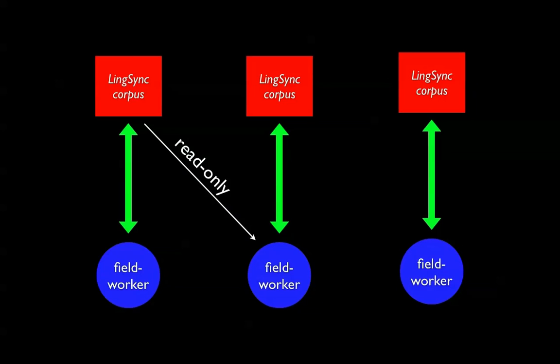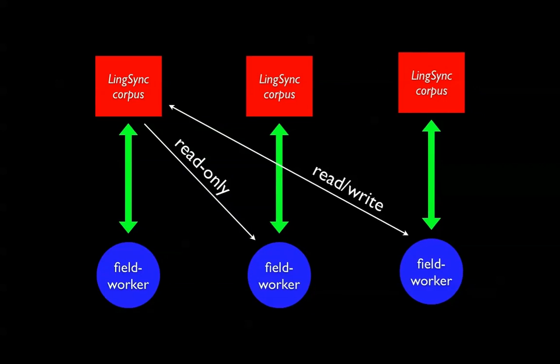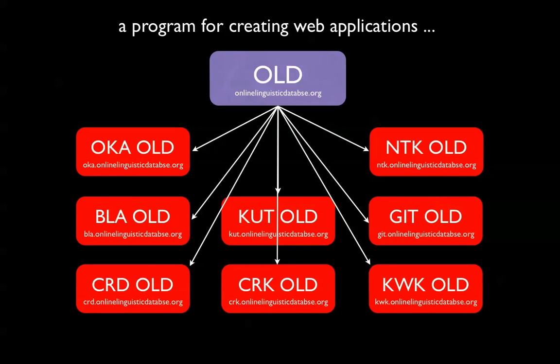Whereas LingSync, as we have seen, is a set of user-created corpora where creator admins can grant access to other users, the OLD is software that is used to create completely independent language-specific web applications. This slide schematizes 8 language-specific OLD applications. These are listed with their URLs and names, both of which are based on the ISO 639-3 code of the relevant languages.